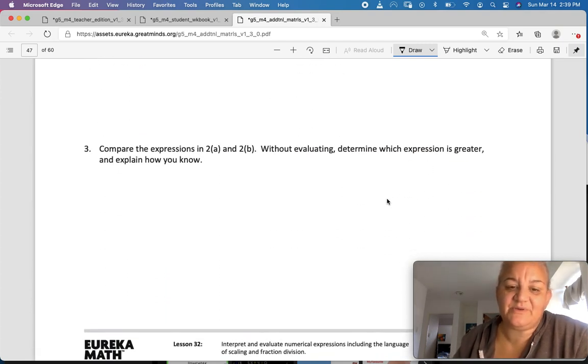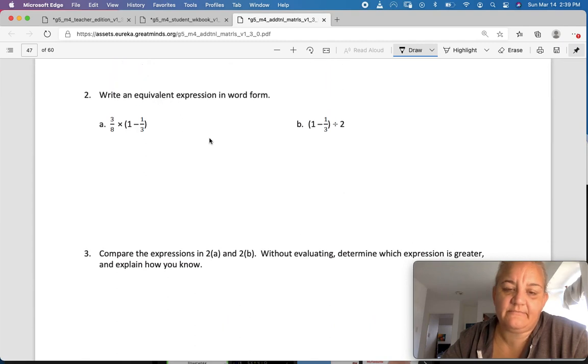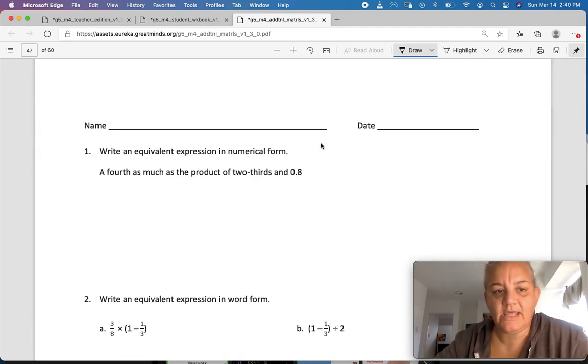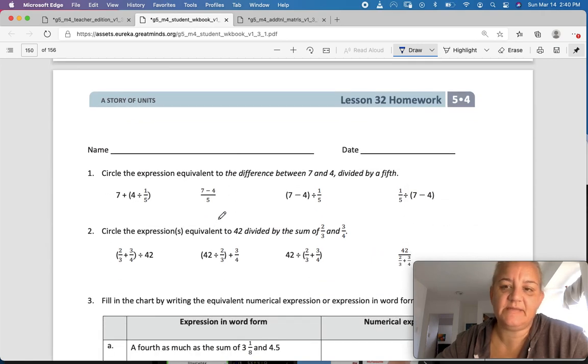Then you are going to compare less than, greater than, okay? From number 2, which one is greater? I can give you a hint. Look inside their parentheses. Okay? Then go back and finish your homework, and if you have any questions, let me know.